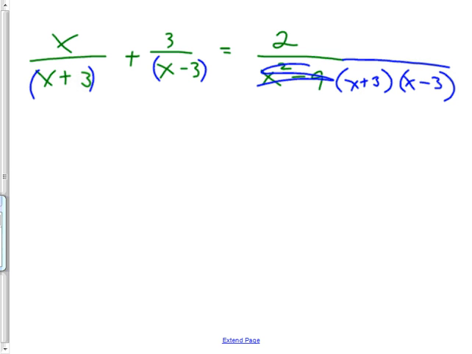Do you remember how to get that cleared? I have to multiply everything by x plus 3 and x minus 3. Then a whole bunch of canceling happens. It usually leaves you with a quadratic. Usually the quadratic you have can be factored, and then you get your answers that way from factoring. If it doesn't factor, quadratic formula.